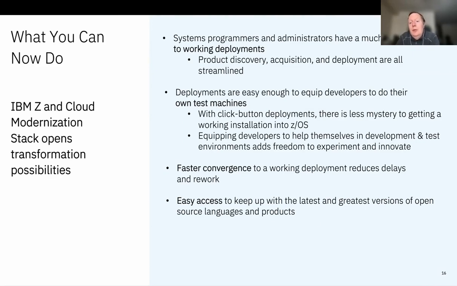The deployments are easy enough to equip developers to do this on their own test machines or development environments. So this is what we were just touching on. The idea that, hey, maybe I can hand them the keys and they can do that work in their transitory environments. Faster convergence: the ability to get to an actual working deployment is much quicker using this path, right? That's for a few reasons. One is the automation and everything that's driving it.